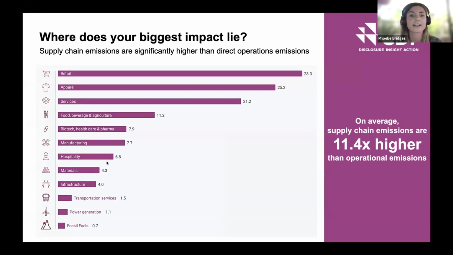And for me, this stat is really poignant. CDP data found that supply chain emissions are on average 11.4 times higher than operational emissions. And of course, as you can see from the chart, that does depend on the sector that you're in. If you're in an organization in power generation, then you're probably going to be mostly concerned about your downstream emissions. But for the large majority of organizations, your biggest impact lies in your supply chain. Next slide, please.